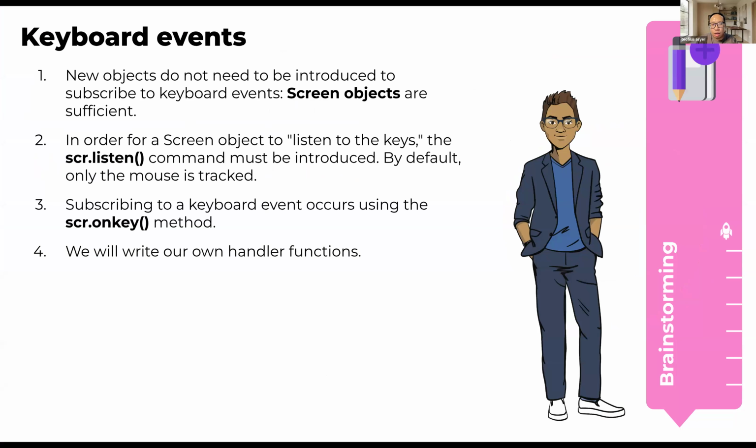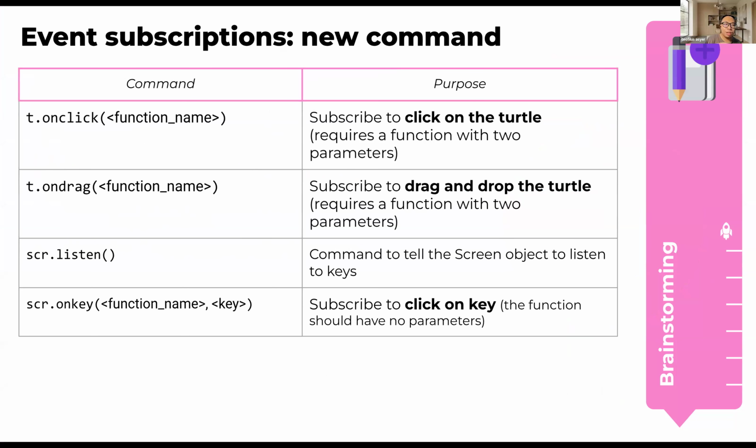So in here, we're going to have some introductions to these new functions. The first one is called listen, and the second one is called on key. So what is the purpose of using these two functions? Listen tells the screen object to listen to your keyboard keys, your keyboard shortcut. Basically it gives your work, your canvas, your screen, the ability to listen to what you press on your keyboard. Do you get it?